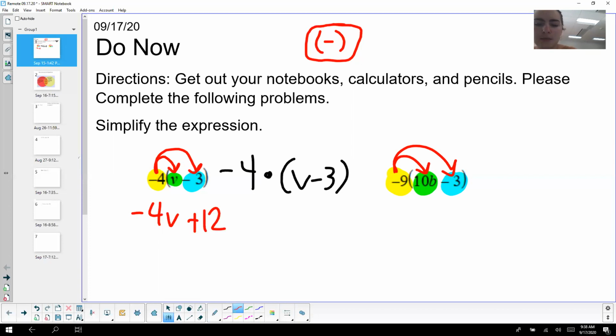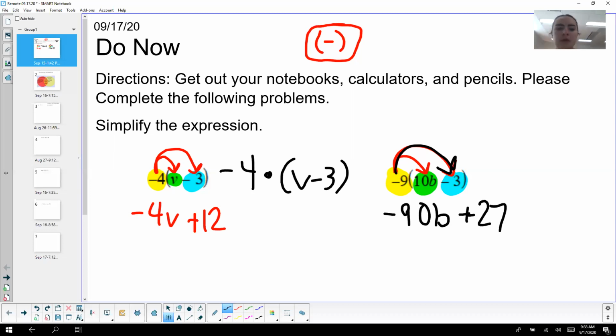So -9 times 10 is going to give me -90, but then I have to remember that there's a b there. So I've got -90b, and then -9 times -3. Make sure we're practicing putting these in our calculators. So -3 times -9 is going to give us +27. So I'm going to put plus 27. And you'll notice I said simplify the expression. I'm going to review in the next slide what it means to have expressions versus equations. Are there any questions about today's do now?